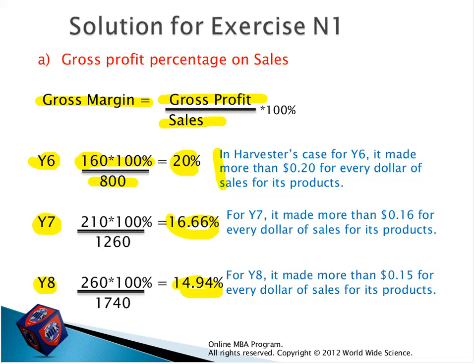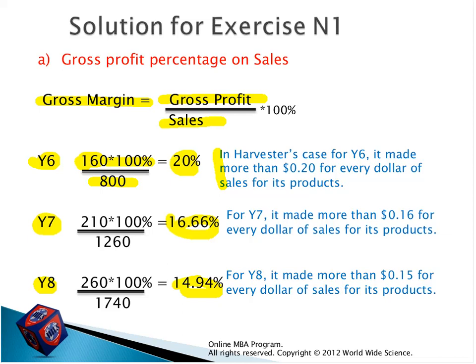So we can conclude that in year 8, the company made 15 cents of each dollar, which means the profit is 15 cents for each dollar of sales they made. You see how profitable the company is.